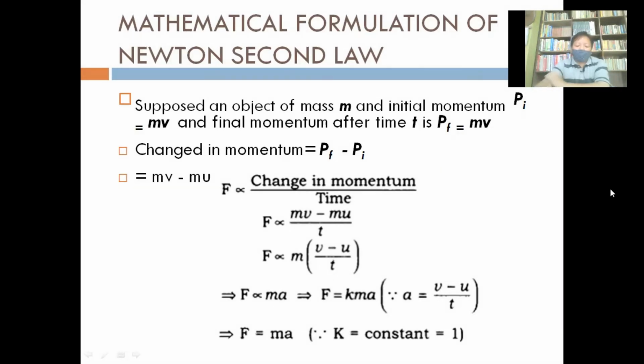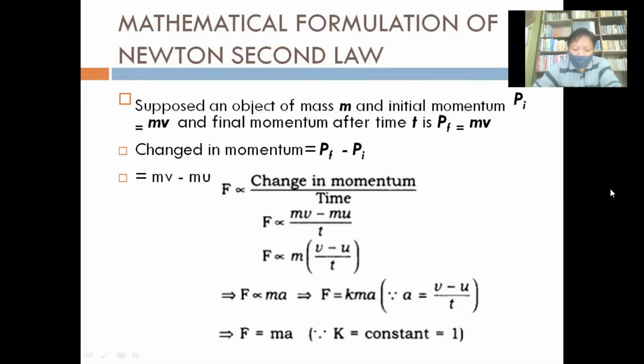By applying force, F is proportional to m times (v minus u) divided by t. So F is equal to km(v minus u) by t. That is kma, or F is equal to ma, where a is equal to (v minus u) by t, which is the acceleration, the rate of change of velocity, and k is a constant of proportionality.